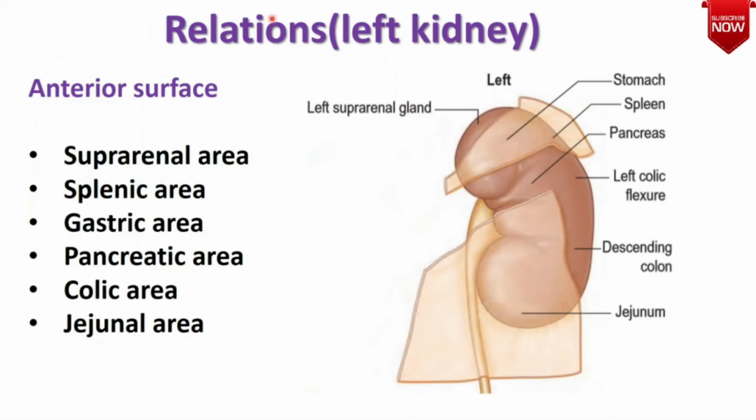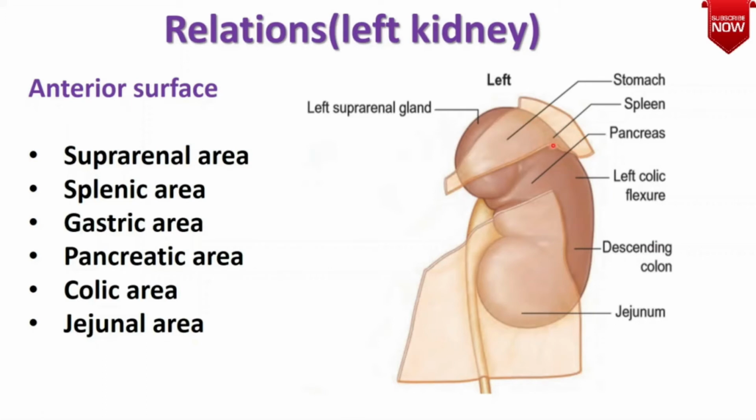Now the relations of anterior surface of the left kidney. The superior pole of the left kidney is related to the left suprarenal gland, which is non-peritoneal relation. This triangular peritoneal area is related to the stomach, and stomach is separated from the kidney by the cavity of the lesser sac. This part, at the lateral border of the kidney and adjoining anterior surface, is related to the spleen. So here you can appreciate the relation of the spleen. Again, it is peritoneal relation.